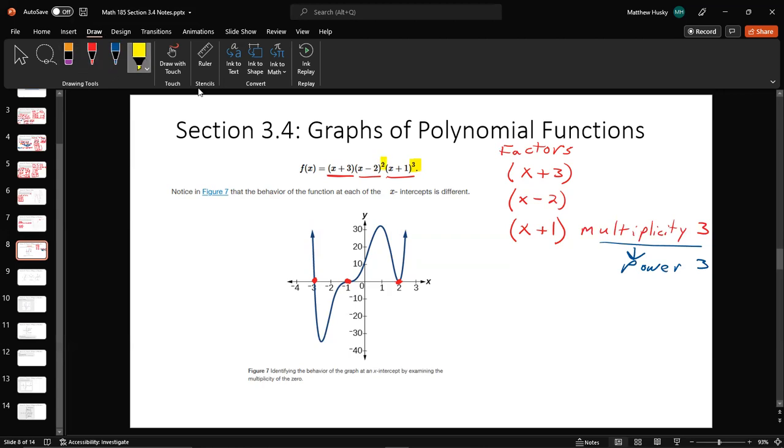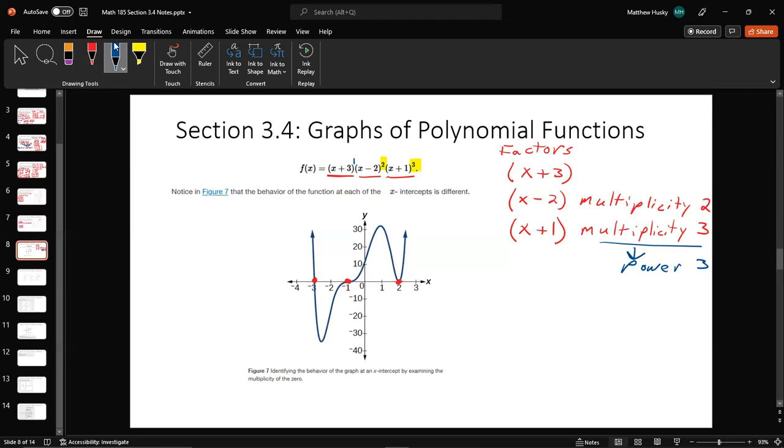Anyway, next, here's the x minus 2. The power there is 2. So that again is a multiplicity of 2. That's all that means. The multiplicity refers to the power attached to that chunk of parentheses. Now you notice the x plus 3 doesn't have a power.